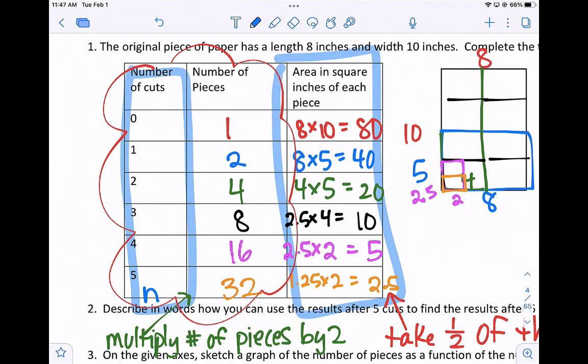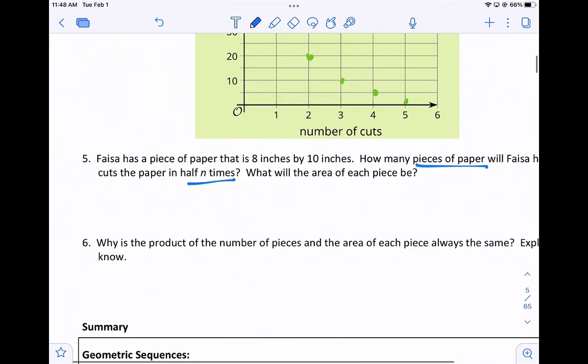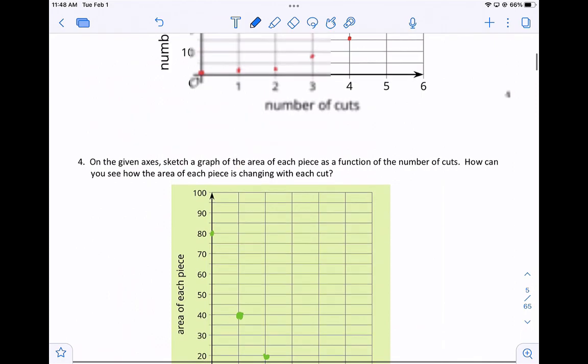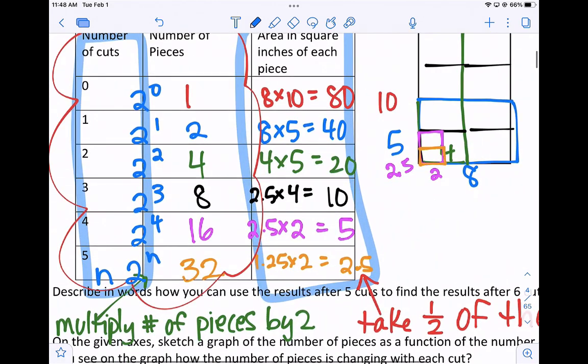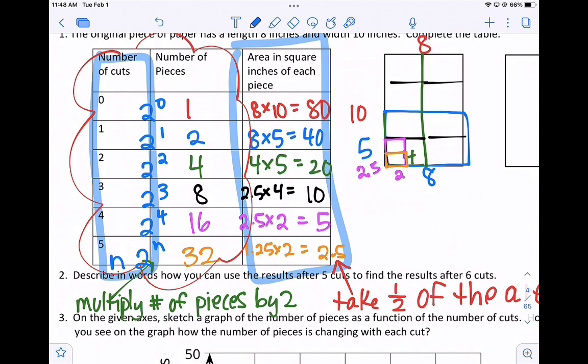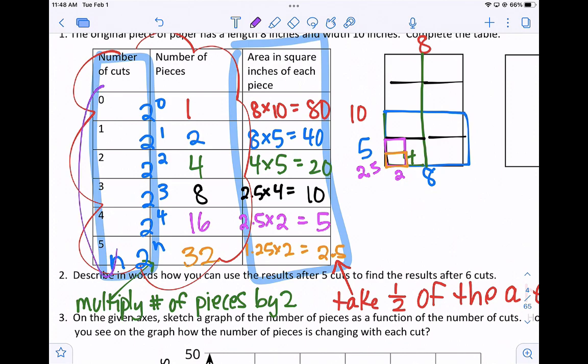So one way to look at it is this is 2 to the 0 power, 2 to the first power, 2 squared, 2 to the third, 2 to the fourth. So 2 to the n will be the number of pieces. Okay, how many pieces of paper? 2 to the n. Okay, so that was the pattern. Okay, but how about this? What will the area be? Okay, so we have to take a look at how these numbers correspond to these numbers right here.